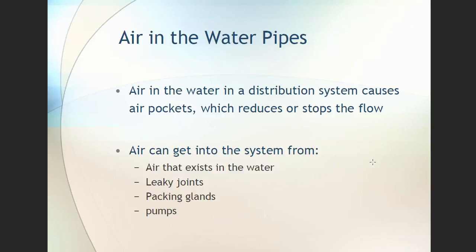Air in the water pipes. Air in the water in the distribution system causes air pockets, which reduce or stop flow. If anybody's ever worked on a car and changed a radiator, you have to burp a radiator to get the air out of it, otherwise it becomes airlocked. Well, air certainly is going to seek the highest point in distribution systems. And at those highest points, they will have engineered-in air valves. Air valves are basically a ball valve that floats, and when the air goes up, it pushes against it and seats it. When there's air in it, the ball goes down, allowing the air to escape. Air can get in the system from air that exists in the water, leaky joints, packing glands, and pumps.